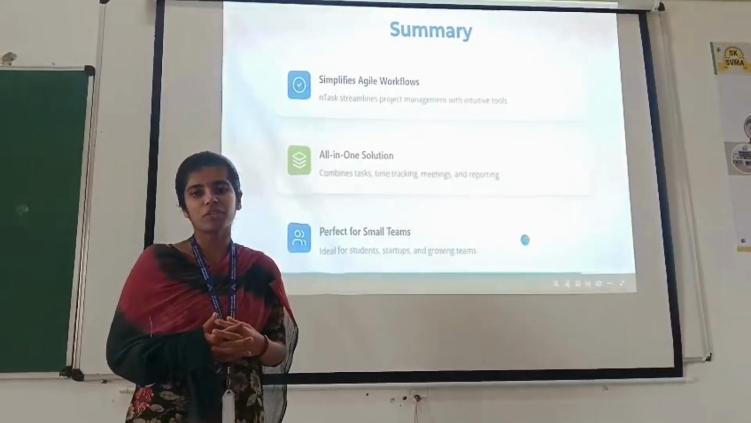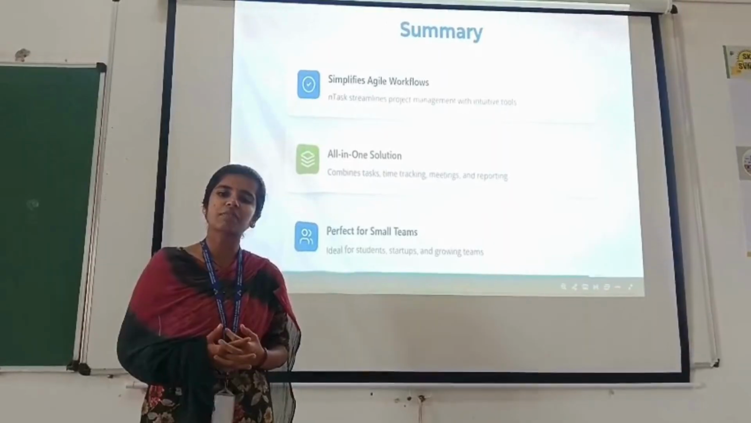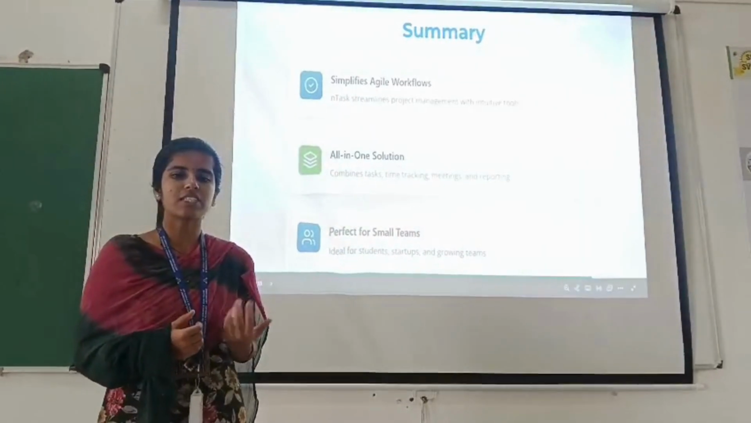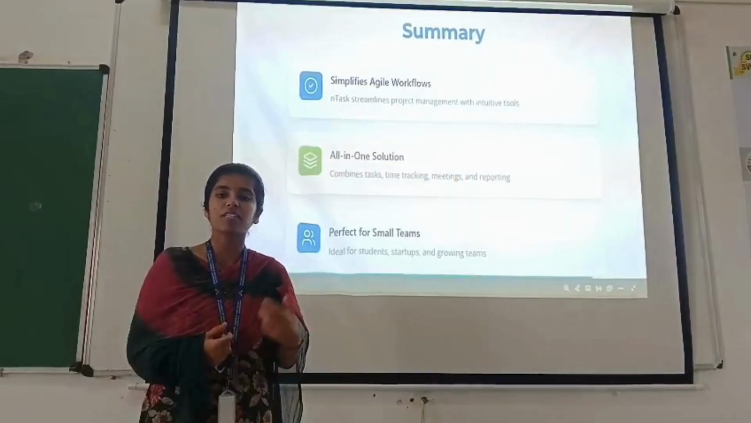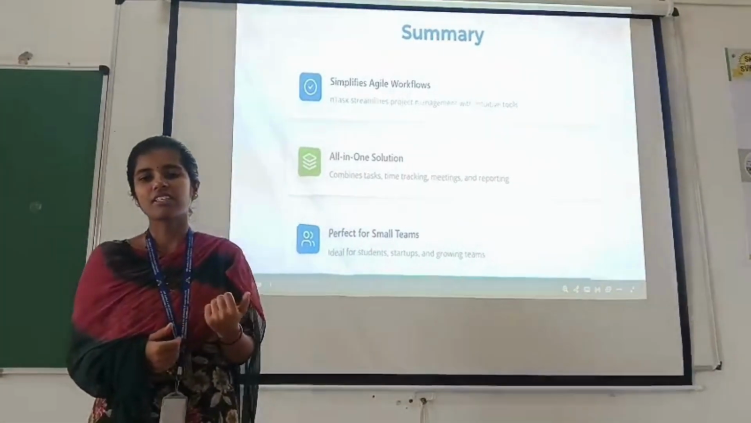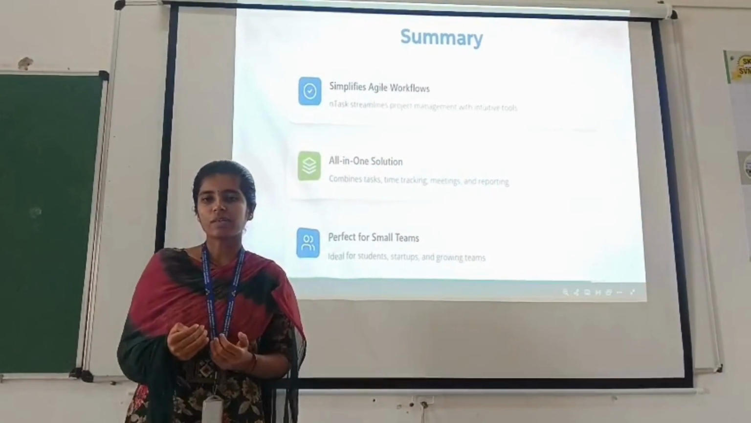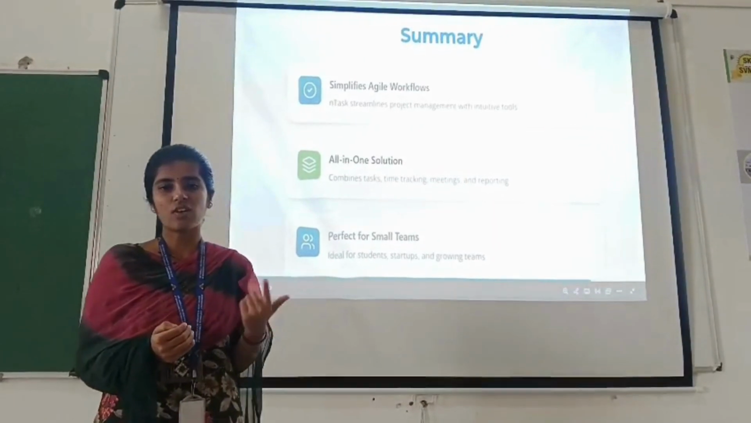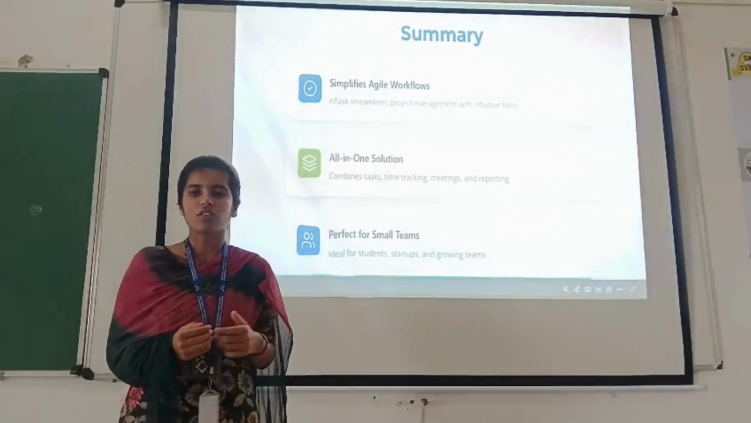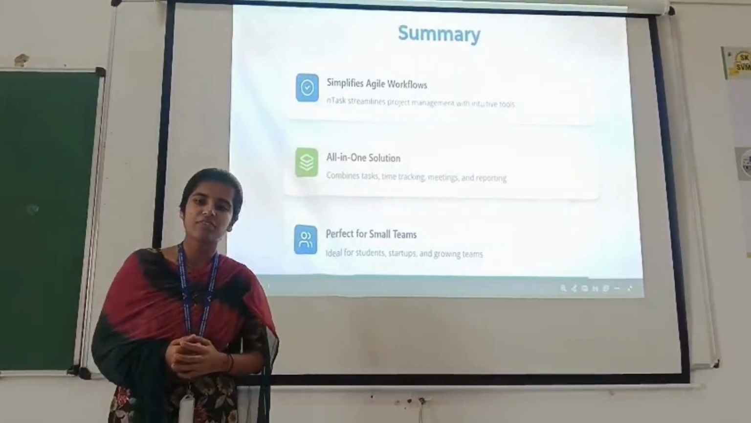Let's move to the summary. To summarize, we explored how nTask supports agile teams through its wide range of features such as task management, Kanban boards, sprint planning, time tracking, and built-in risk and issue management. We also looked at how nTask compares with other tools like Jira, Trello, Asana, and GitHub. We also saw that nTask offers a balanced mix of simplicity, affordability, and agile functions.